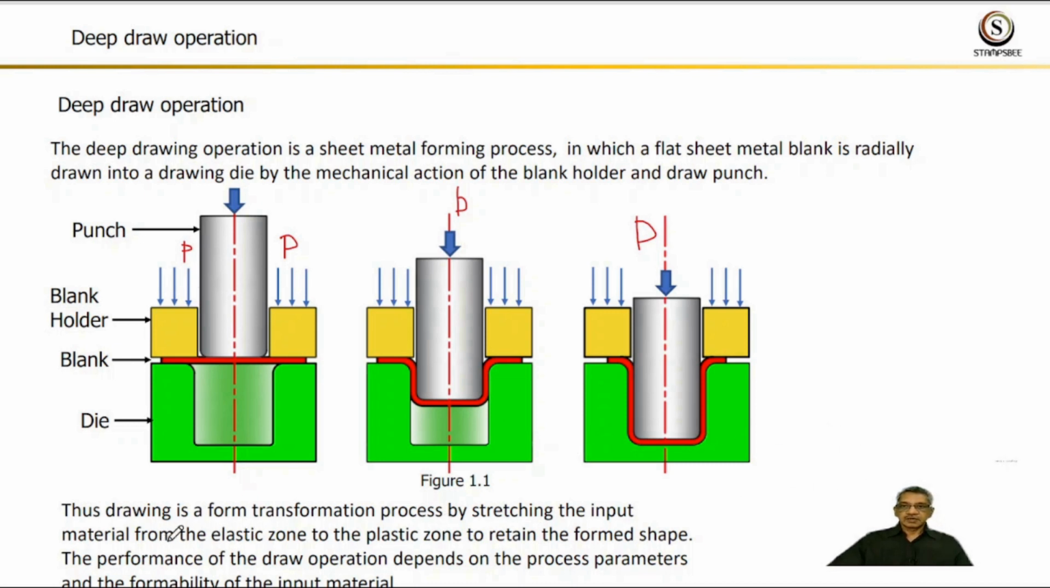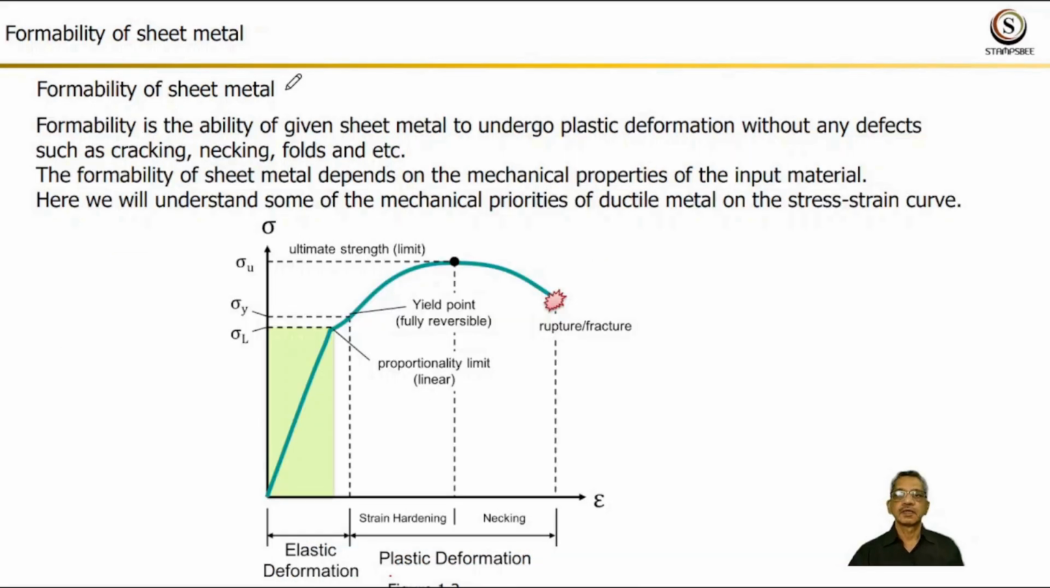Thus, drawing is the form transformation process by stretching the input material from the elastic zone to the plastic zone to retain the form shape. The performance of the draw operation depends on the process parameters and the formability of sheet metal. Now we will understand the formability of sheet metal.